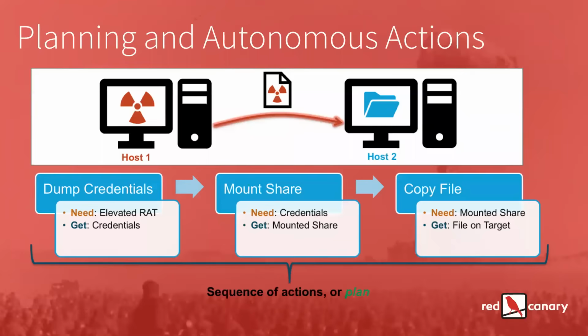So in the example on the slide, if CALDERA wants to copy a file to a remote system, this is one plan that it may generate. So it dumps credentials, uses those credentials to mount a share, and then copies the file through the mounted share. But what makes this an online planner is that CALDERA updates its knowledge and replans to find the next best action at each step. So back to the example, if it dumps credentials and doesn't get what it needs, it may decide to then backtrack, find another system, dump credentials there, and then look for the appropriate access to reach its goal.